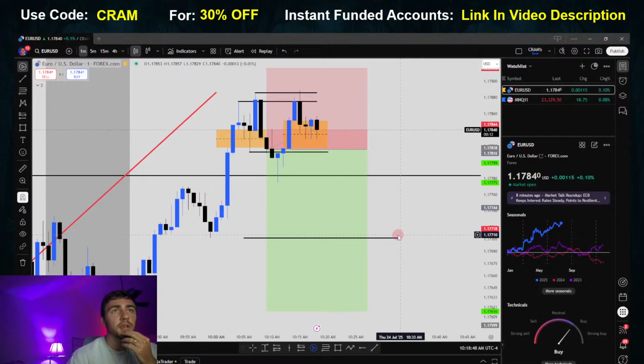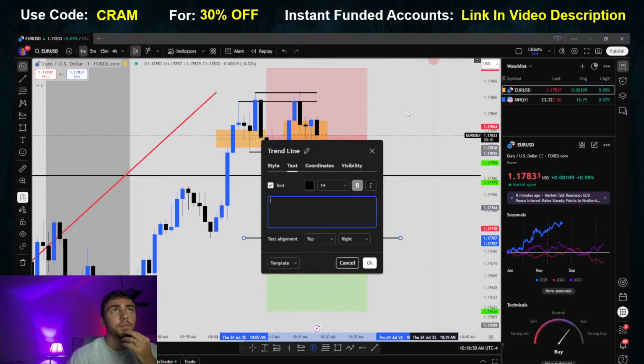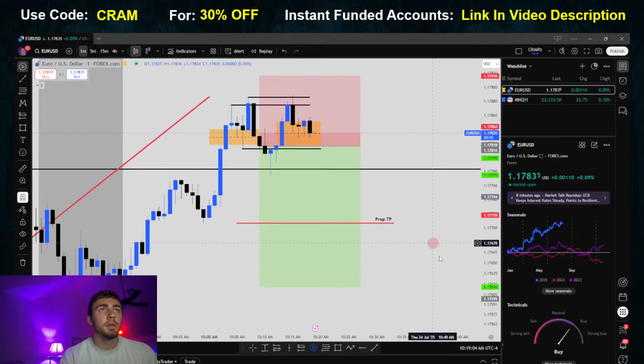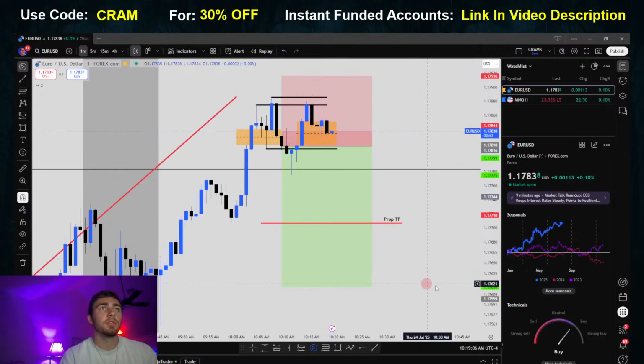And this being, we're going to put this as the prop TP. That's our prop TP right now. We'll mark it up red. This is full TP.